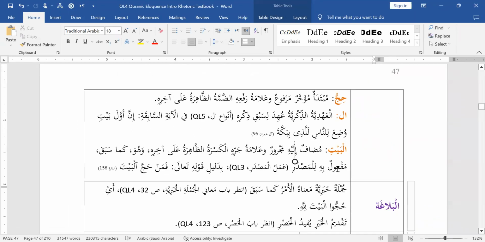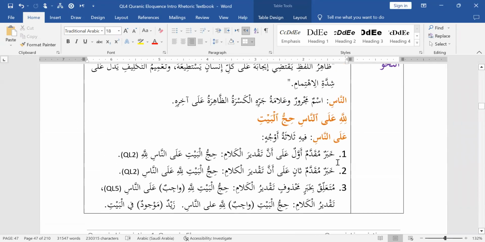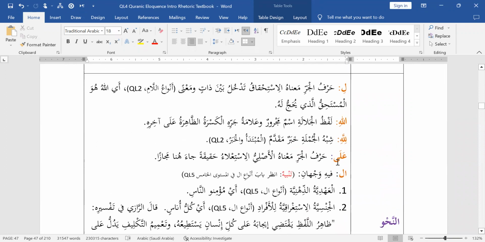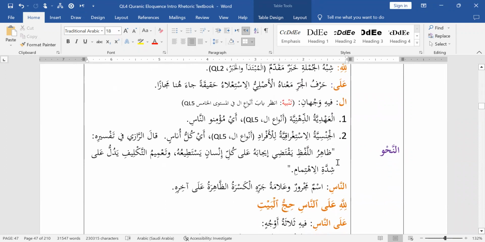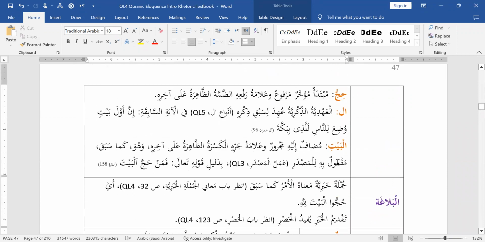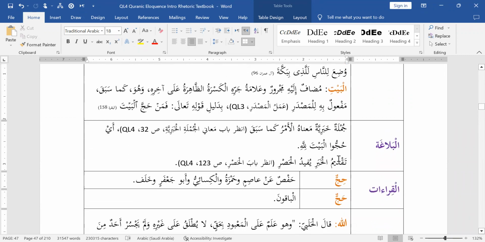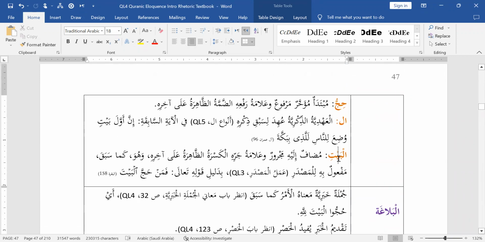So that's all we will say when it comes to an-nahu. Nahu is always the largest branch in linguistics. There's so much going on in nahu, right? So in the next lesson, we'll continue with the balagha and qira'at and al-lugha, inshallah.